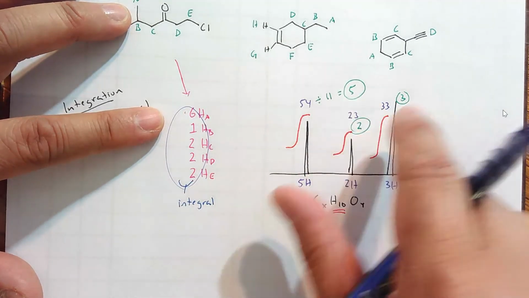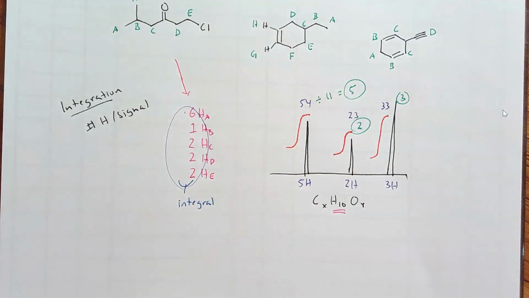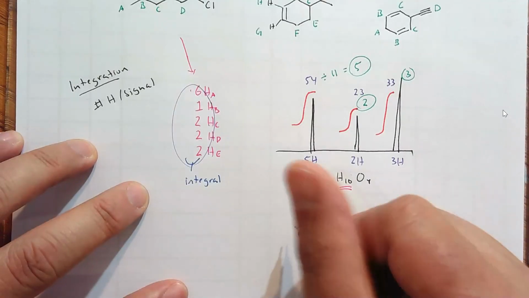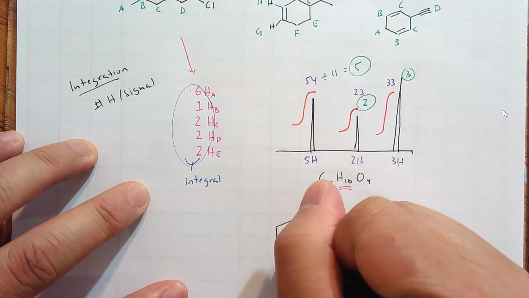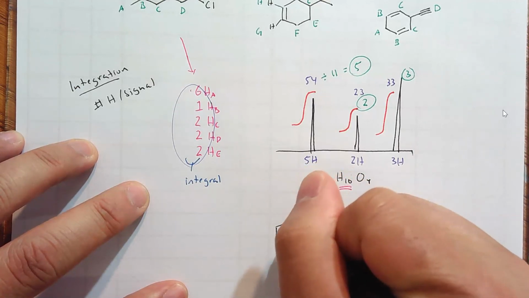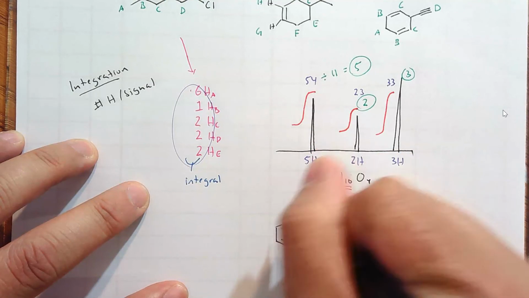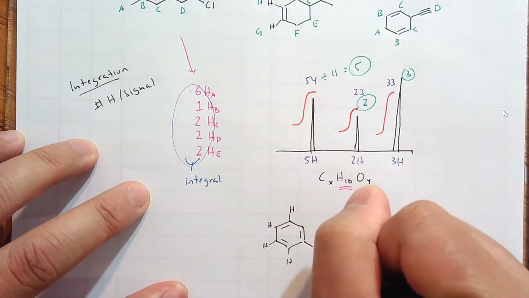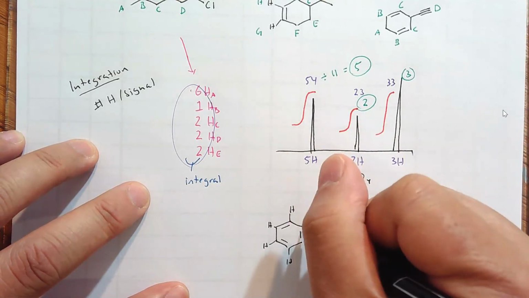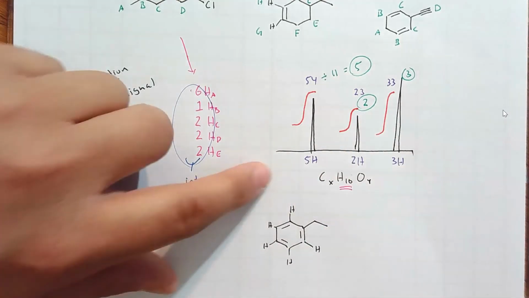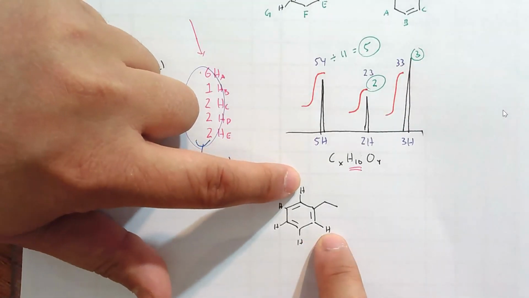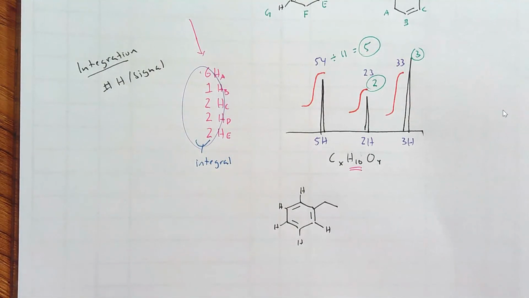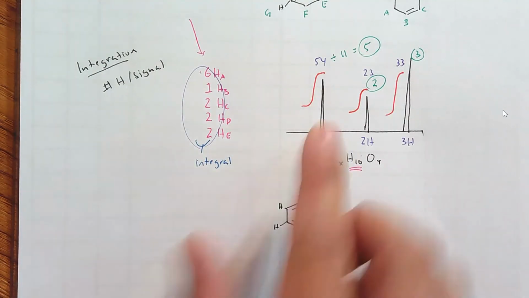Here I have 5 to 2 to 3. Now you may ask, what the heck? How can I have 5 equivalent hydrogens? It's a little bit tricky, but 5 equivalent hydrogens could be something like this. Now, is it truly 5 equivalent hydrogens? No. We know that these two are different than these two and it's different than this. It's just that the chemical shifts are so close that they kind of overlap each other.